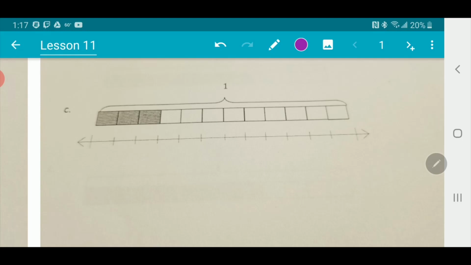So what you're going to do is label your number line and then circle the fraction that is represented in the tape diagram above. So go ahead and pause your video and try to solve this on your own. After you are done, press play and I'll quickly solve it and you can check your work. All right, pause the video.